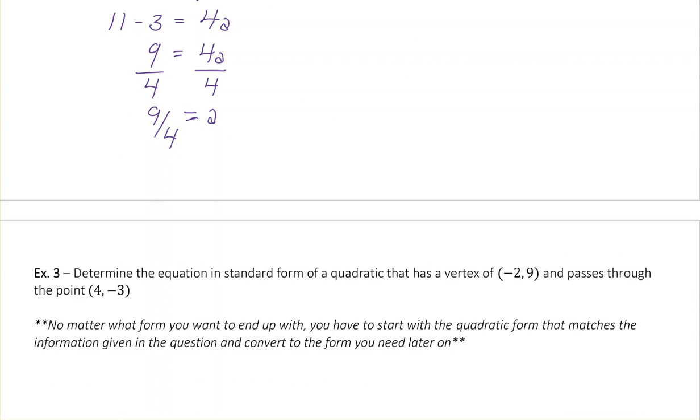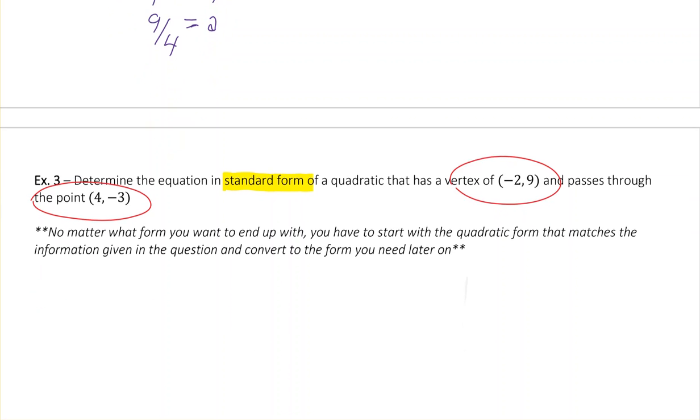Okay, and our last one is similar, but it's asking to determine the equation in standard form that has a vertex and it passes through this point. So anytime a question gives you the vertex, you're going to actually have to start with vertex form and then work your way to standard form. Okay, so we're going to go through the same steps we just did to come up with vertex form first, and then we're going to use our vertex form equation to determine the standard form equation.